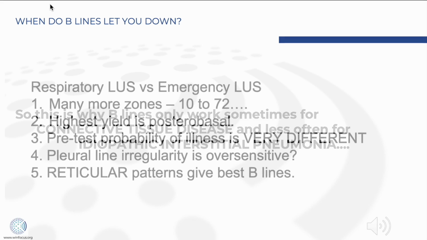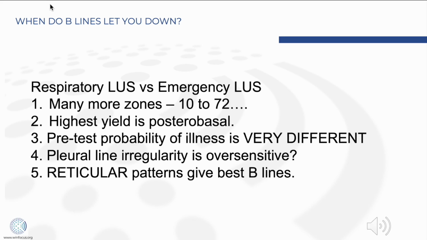And to summarize, respiratory physicians compared to emergency physicians will scan many more zones. They will focus on the posterior basal section because that has the highest yield for the interstitial lung diseases. Their pre-test probability of illness is very different from my walk-in patients in the emergency department. And it could be that pleural line irregularity is now going to be too sensitive for useful work. Remember that in established chronic interstitial lung disease, it's the reticular patterns, the systemic sclerosis, that will give you the best, most reliable B-lines.